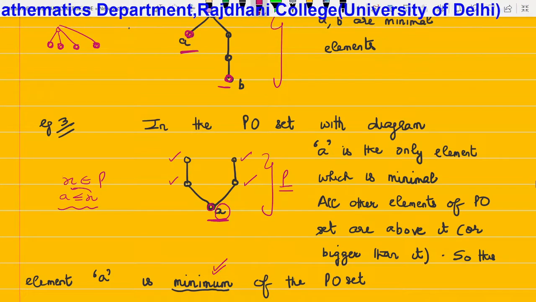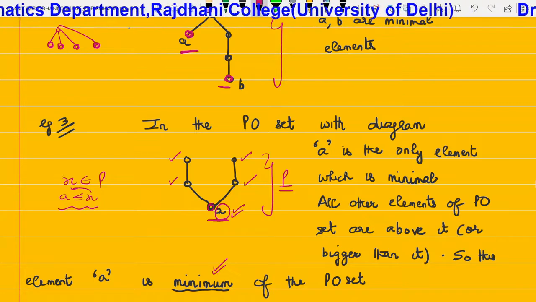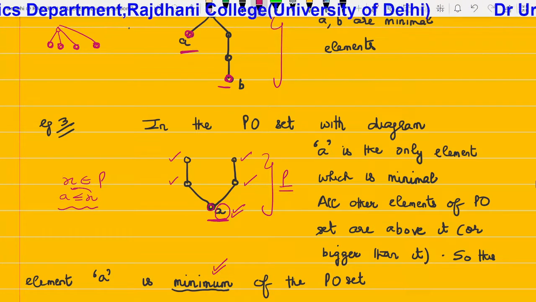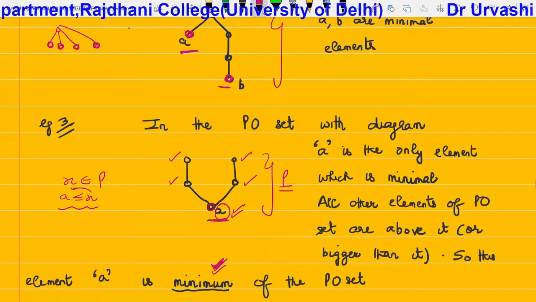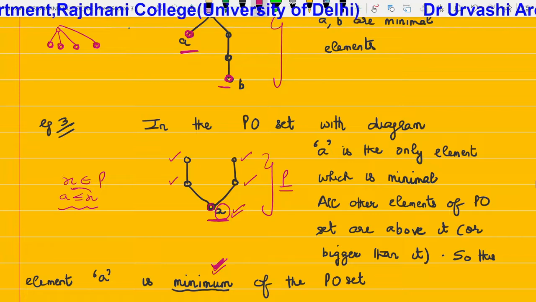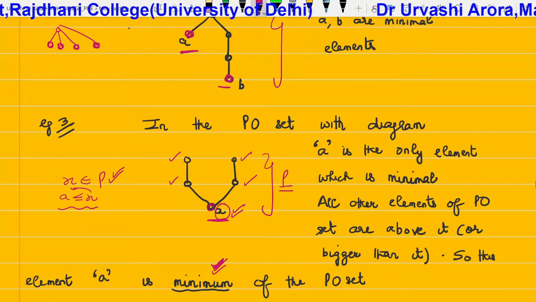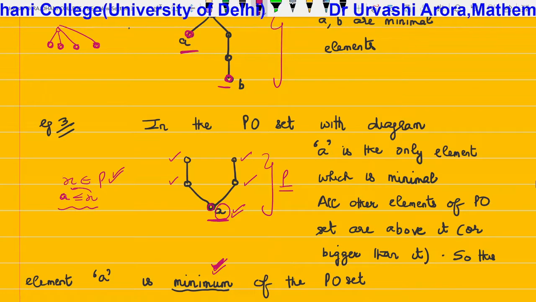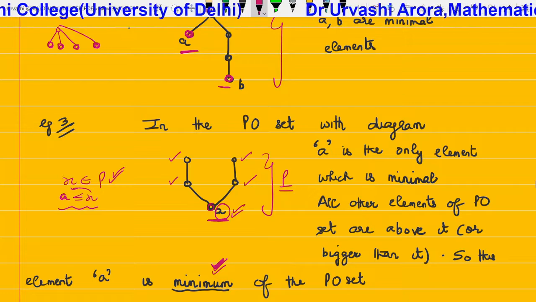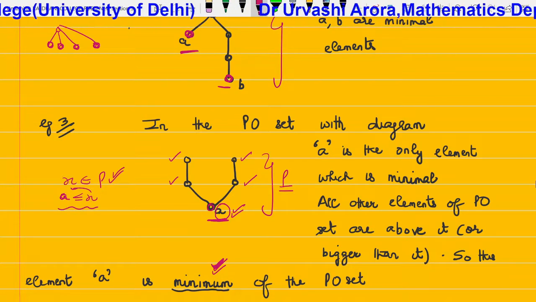All the elements of the PO set P are above A, which means that A is not only minimal, but it is minimum. Because this is the definition of a minimum element, that an element A is said to be minimum if all the elements of the PO set P are greater than that. So in that sense, A is the minimum. So A is minimal, and because A is the only minimal element, it is also the minimum.